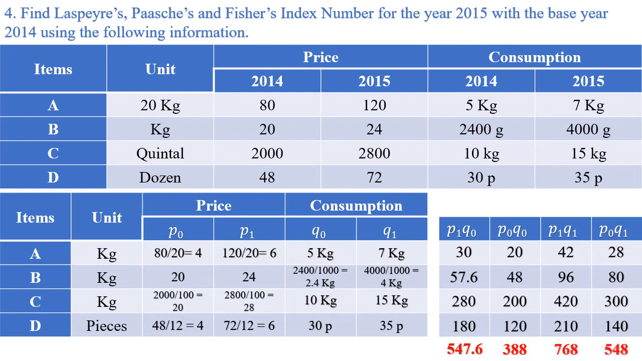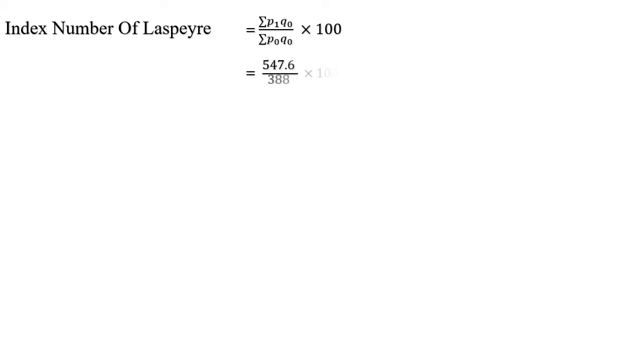As no more space is left in this slide, I am going to continue in the next slide for calculating Laspeyres, Paasche and Fisher's index numbers. Index number of Laspeyres is summation P1Q0 upon summation P0Q0 into 100. From the previous slide, we know the value is 547.6 upon 388 into 100. Then 141.13, that's the answer actually, and we can say that there is a rise by 41.13%, that is 141.13 minus 100.